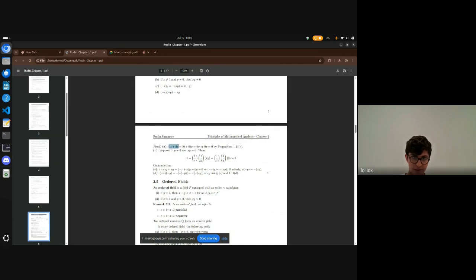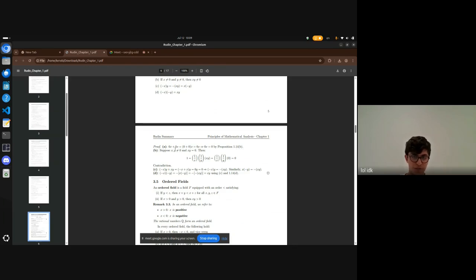Here we can just say 0x plus 0x, with the distributive law, is (0 plus 0)x, which is 0x. And that means 0x plus 0x equals 0x. If you look, we have two 0x's here, one 0x over here. That means the other term is 0, because 0x equals 0.